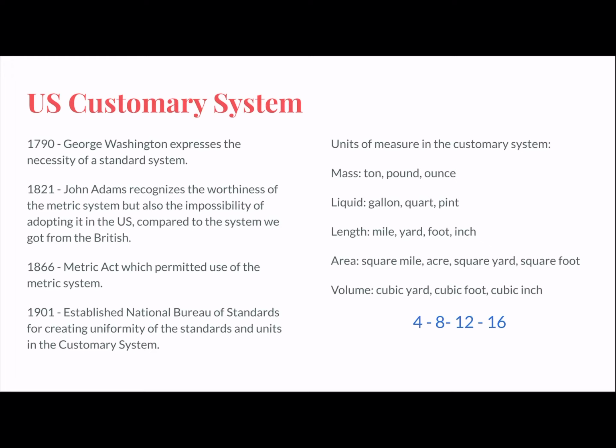So some of the units of measure in our customary system should be ones that you're familiar with, like the ton, the pound, the ounce. For liquid, it's gallons, quarts, and pints. In length or distance, it's mile, yard, foot, and inch. And for areas, it's a square mile, an acre, a square yard, or a square foot. And then for volume, we have cubic yards, cubic feet, and cubic inches. And much of this U.S. customary system is built on the numbers 4, 8, 12, 16, but even the number 3, like when you're converting feet to yards. So those numbers sometimes are related to each other, but sometimes aren't.